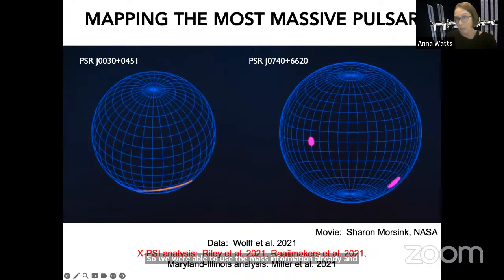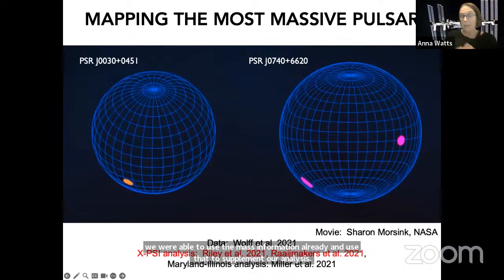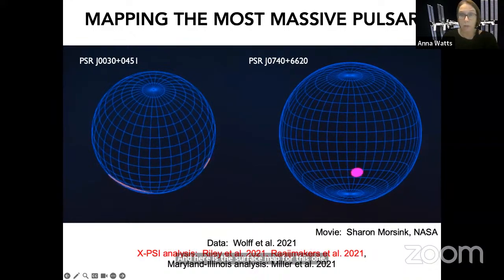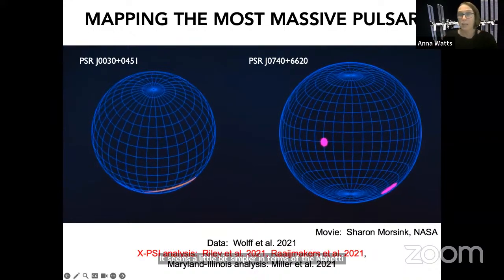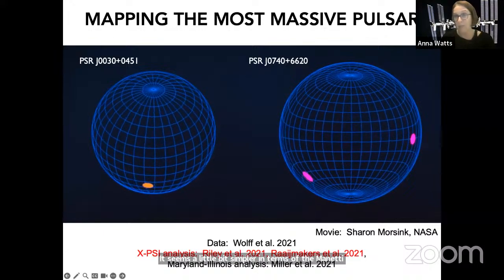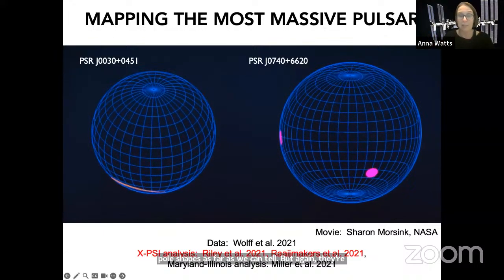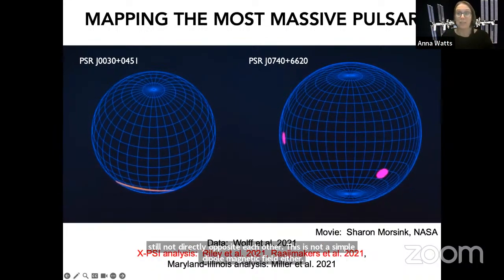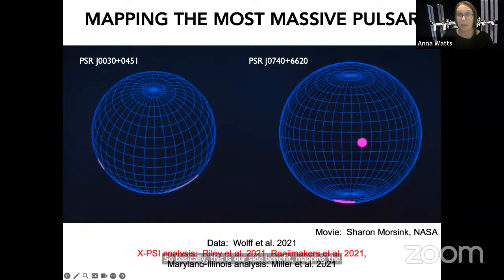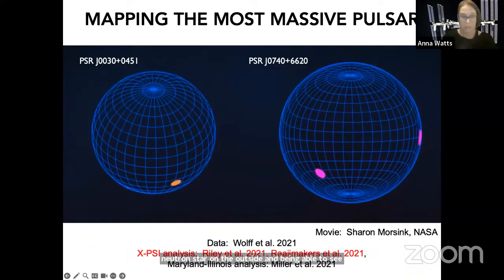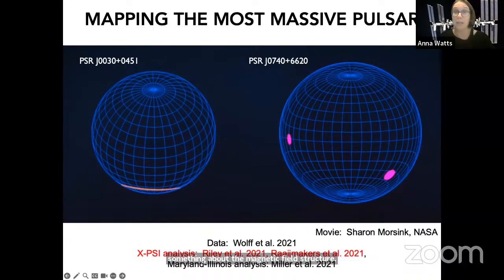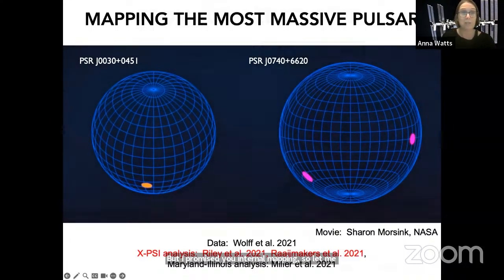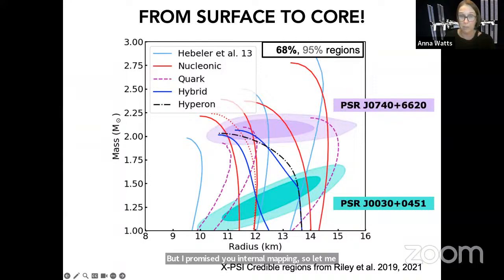And here is the surface map for this one. It seems a little bit simpler in terms of the magnetic pole shapes, as far as we can tell. But again, they're still not directly opposite each other. This is not a simple dipole magnetic field either. So basically, this is our side benefit, mapping the neutron star on the outside and being able to see something about the magnetic field structure. But I promised you internal mapping, so let me now show you what we measure for the mass and the radius for these two stars.